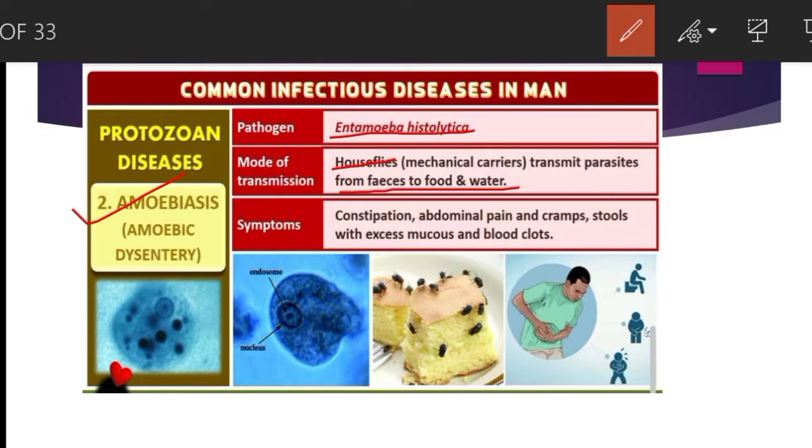Symptoms are constipation. I have already explained what constipation is in one of my videos. Then abdominal pain, which occurs between the chest and the pelvic regions. Cramps, which means painful involuntary contraction of the muscles. Then stools with excess mucus and blood clots. And drinking water and eating food contaminated with fecal matter are the major sources of infection.